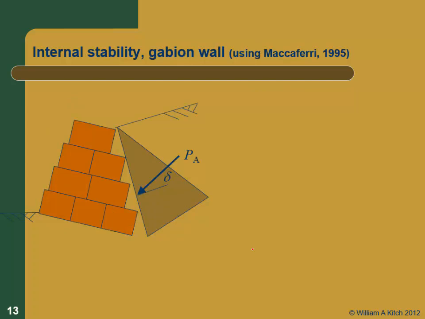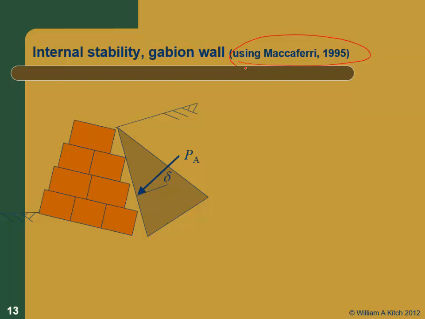So this is the one that you're going to do your design exercise for. I've given you the design guidance from Maccaferri, Maccaferri 1995. I'm going to go through most of it here, but it has all the stuff you need there. They have a nice little program. If you do want to do this stuff, there are lots of gabion wall design programs out there, but they have a nice free one which you can download.